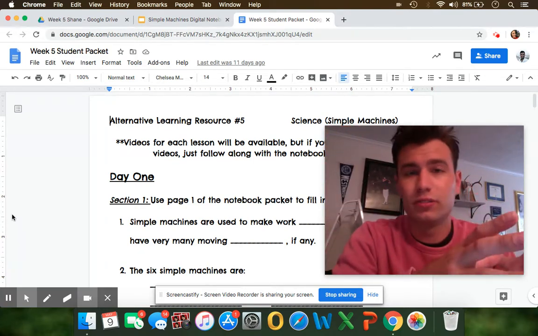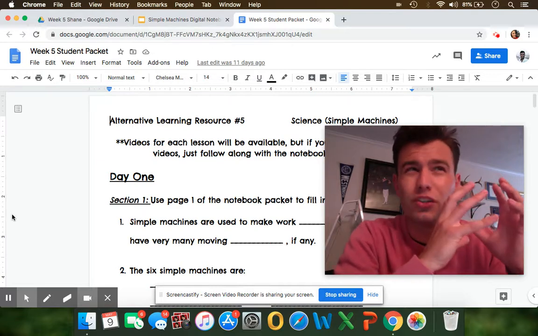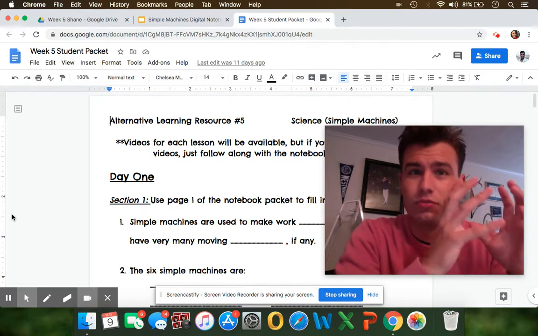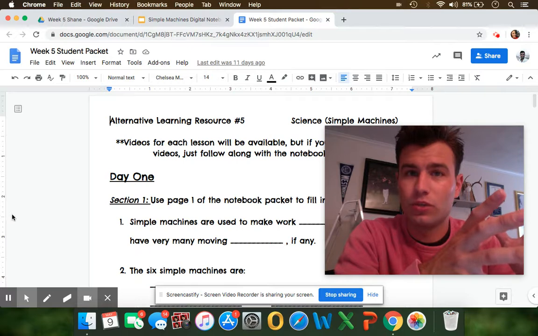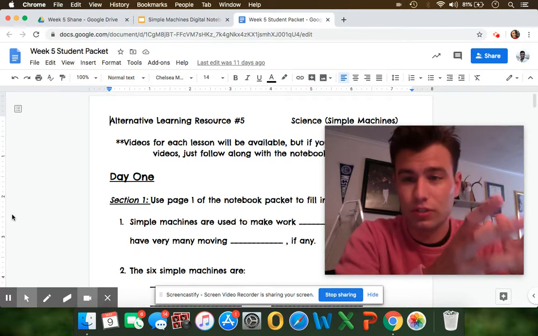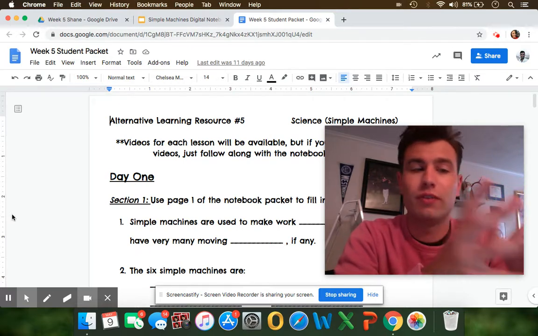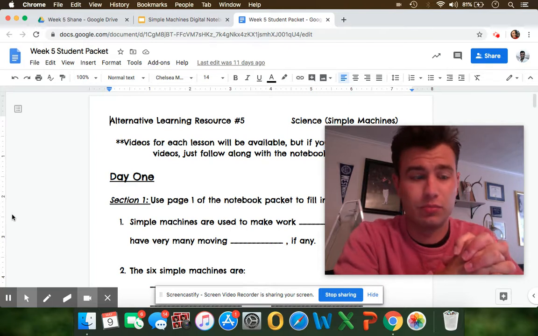It's going to be really short. So make sure you give it your all. Really try to remember these words and what they mean, because it's really going to help you whenever we're learning about the other simple machines.